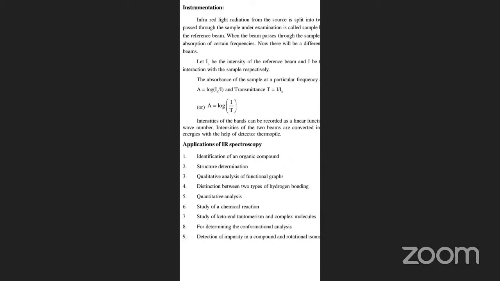Applications of IR spectroscopy: identification of an organic compound, structure determination, qualitative analysis of functional groups, distinction between two types of hydrogen bonding, qualitative and quantitative analysis, study of chemical reactions, study of keto-enol tautomerism and complex molecules for determining the conformational analysis, detection of impurity in a compound and rotational isomerism.